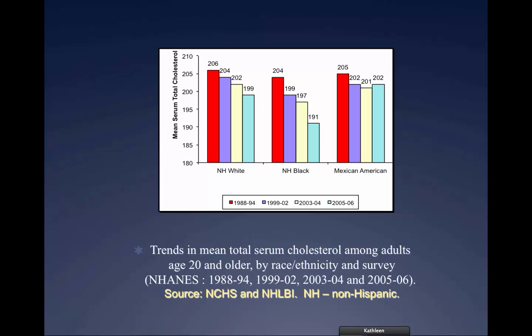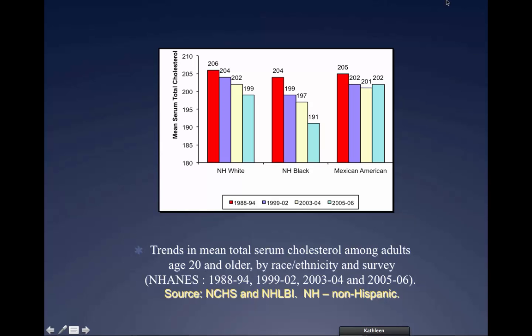This is just a graph that I like to use to talk a little bit about the health disparities between different ethnicities and races. If you look here, this is non-Hispanic white, non-Hispanic black, and Mexican American. These are the mean serum total cholesterols: 205, 202, 201, and 202. As you can see, Mexican Americans went down and then steadied and then went up again. So they haven't really shown a significant decrease in mean serum cholesterol.